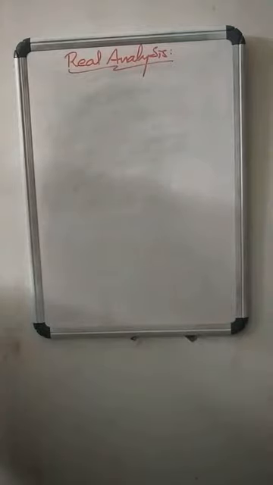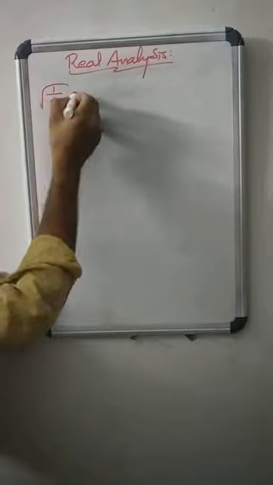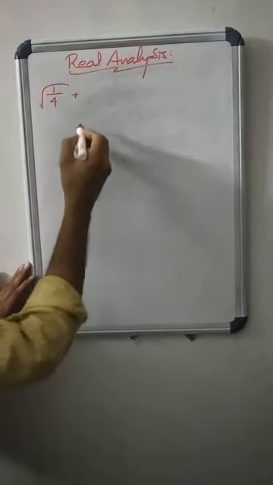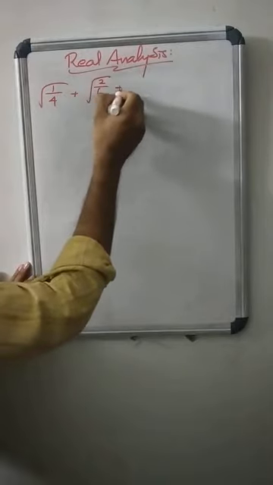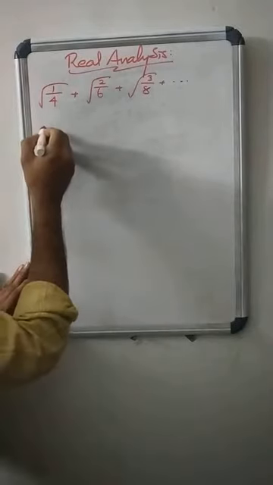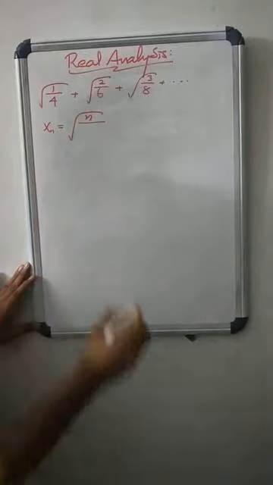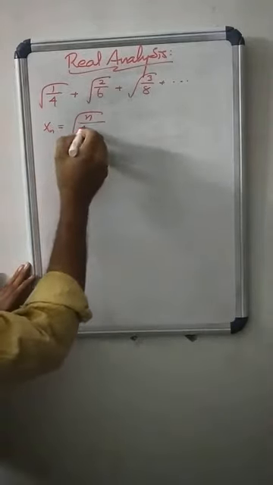So we already discussed three tests: nth term test, comparison test, and limit comparison test. By using these three tests, determine the convergence of square root of 1 by 4 plus root 2 by 6 plus root 3 by 8 plus etc. So what is the nth term here? Here xn equals square root of n by 2n plus 2, or 2 into n plus 1.